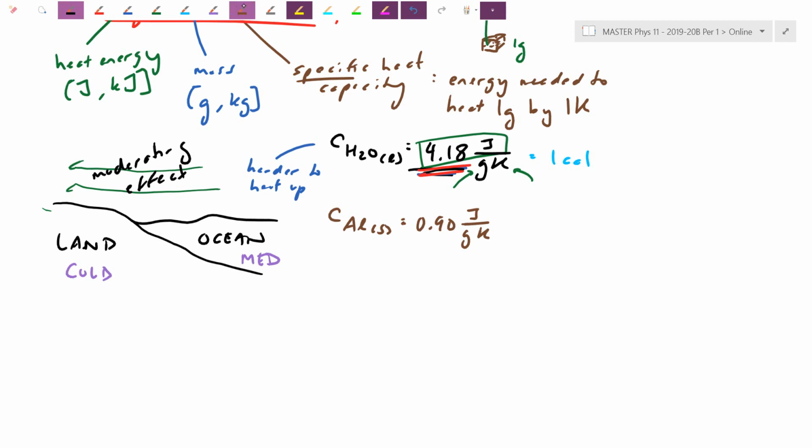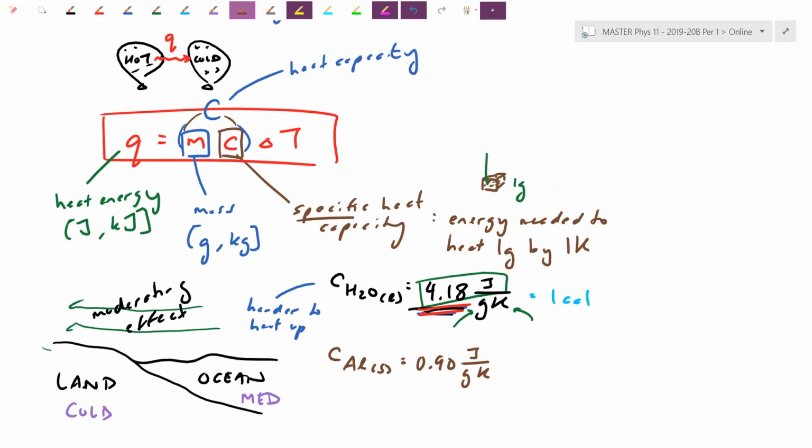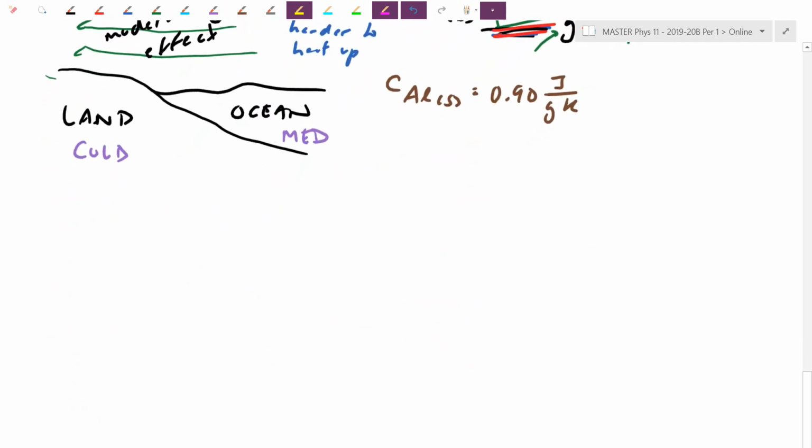Let's just try out a question here using this Q equals MCΔT formula. The last term here shouldn't really surprise you. For delta T, that's the term I mentioned earlier, this is the temperature change. And just like before, temperature change here is always T final minus T initial. It's a comparison of the before temperature and the after temperature. So let's just have a look here.